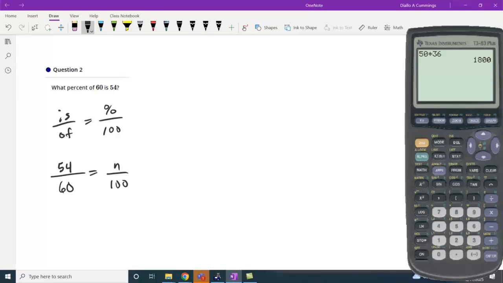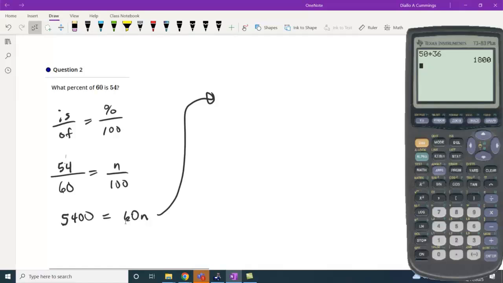We're going to cross multiply using that cross product property. So we multiply 54 times 100, which is 5,400. That's equal to 60 times N, which is 60N. Now we want to solve for our unknown variable N. The opposite of multiplying N by 60 is to divide by 60, so we're going to divide both sides by 60.